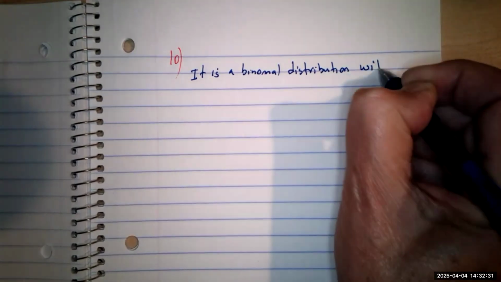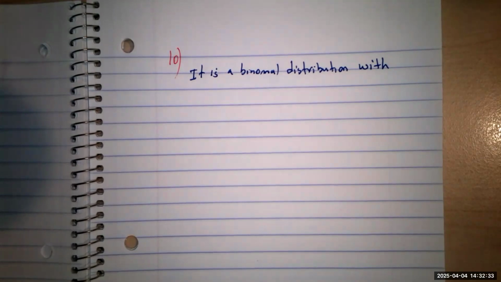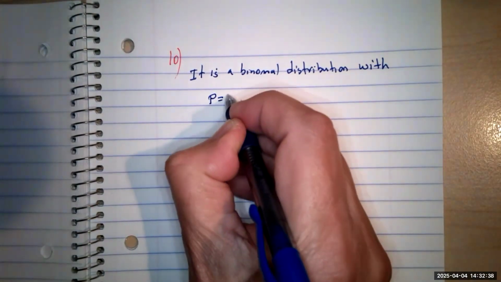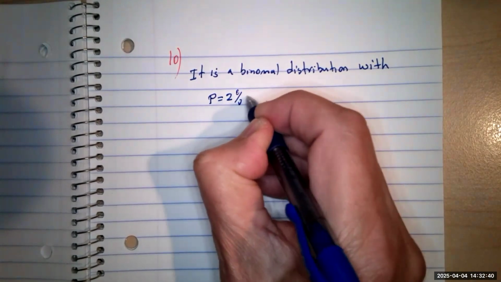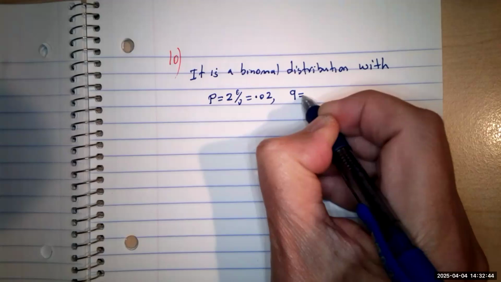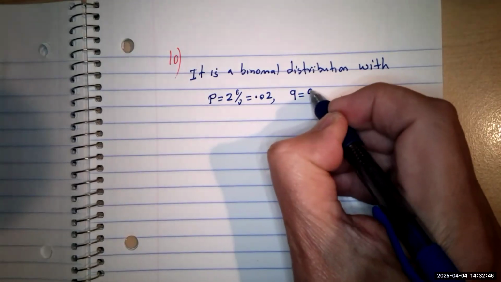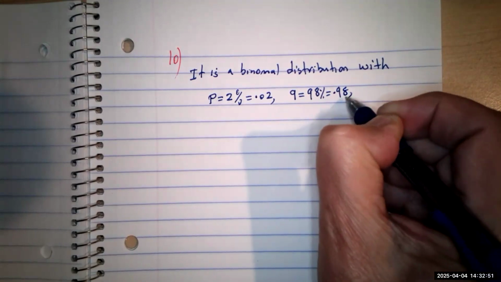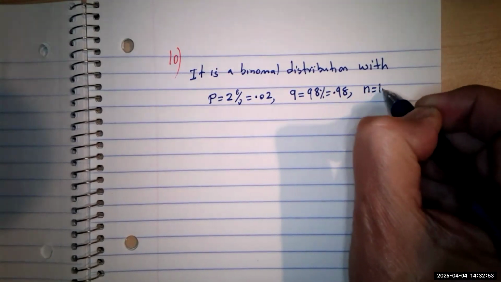With, you have to give us three numbers. Probability of success, 2% of the dryers, 0.02. You have to find the q. q would be 98%, 0.98. Sample size, huge, 10,000.